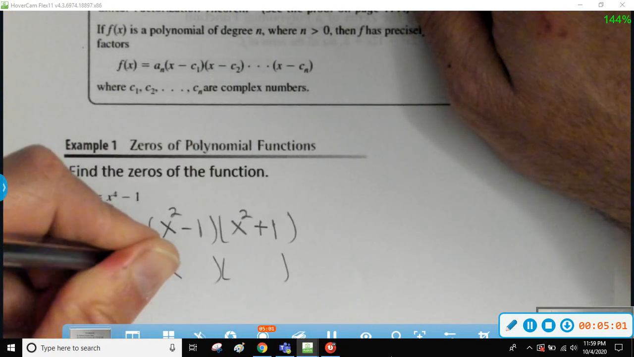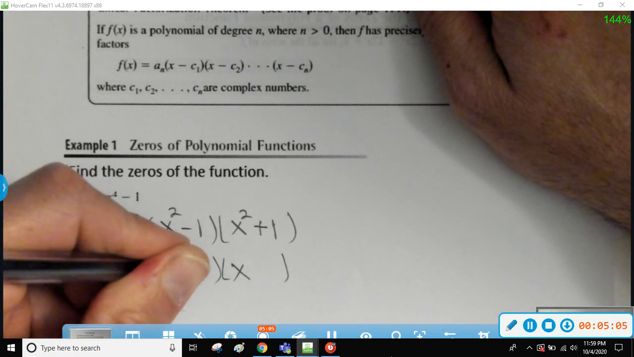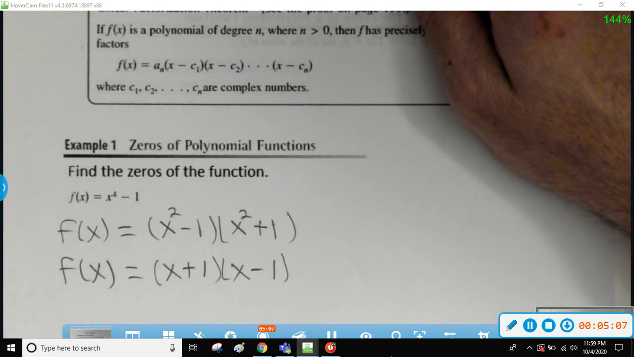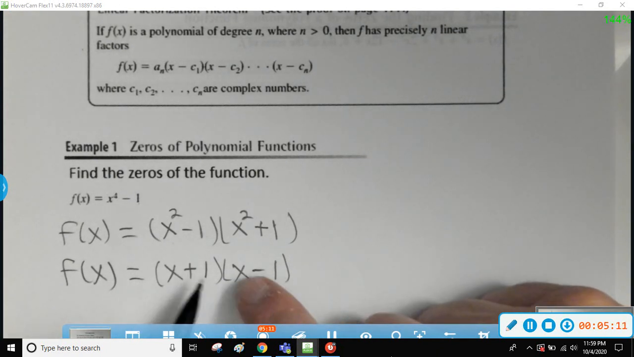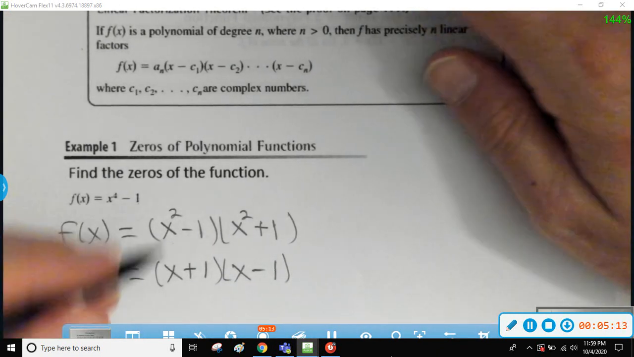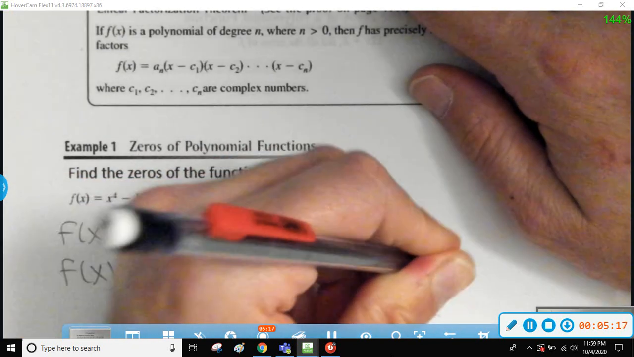And so we'll have x. To get a negative, we know we have to go plus 1 and minus 1. And once again, 1 times negative 1 is negative 1. And the middle term zeroes out, so we're good. Now let's go and factor the second set of parentheses.